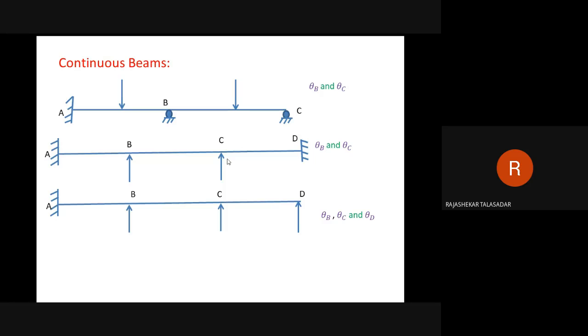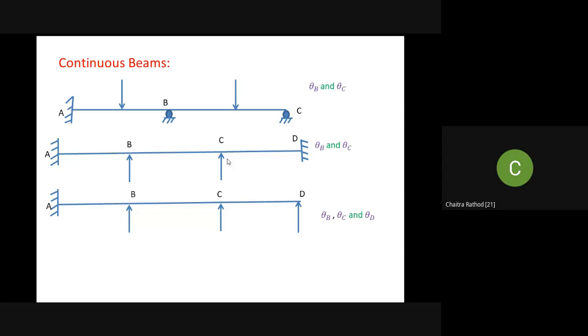Let me come to this second beam. What is the slope at A? 0. What is the slope at D? 0. Because at the extreme end C, a roller, there is a slope, but here the extreme end is fixed, so slope will be 0 there. Out of 4 rotations, theta A, theta B, theta C, theta D, theta A and theta D will be 0. So the unknowns will be theta B and theta C. Is this clear?